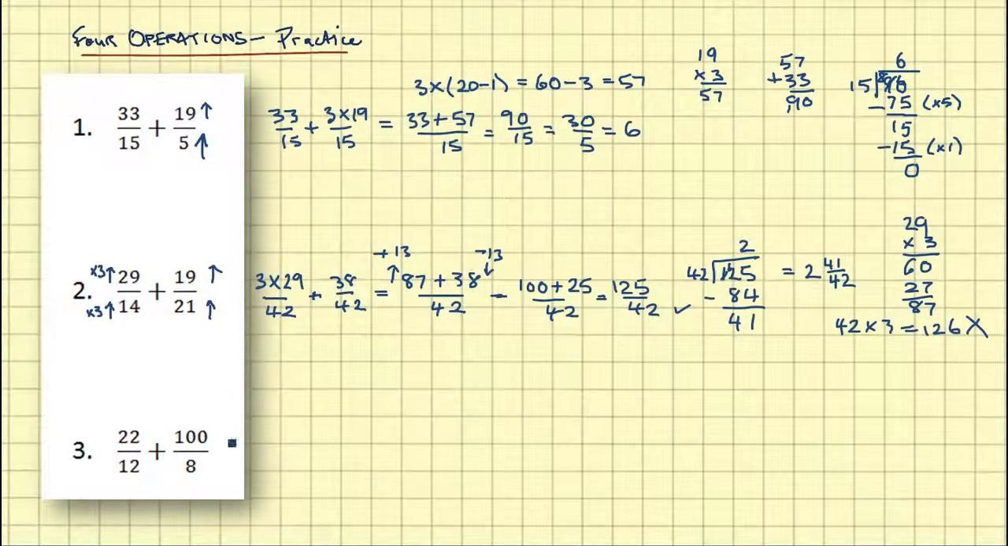Right, problem 3. We've got 22 divided by 12, add 100 divided by 8. Well, again we need the lowest common multiple, so we've got, let's see, 24. So 24 is going to be underneath here, and if I've increased that by 2, multiplied by 2, then I need to do the same to the dividend here. So multiplied by 2, we've got 44. We can do that straight away. 22 times 2, 44. So we've got 44 divided by 24. Same as 22 divided by 12.